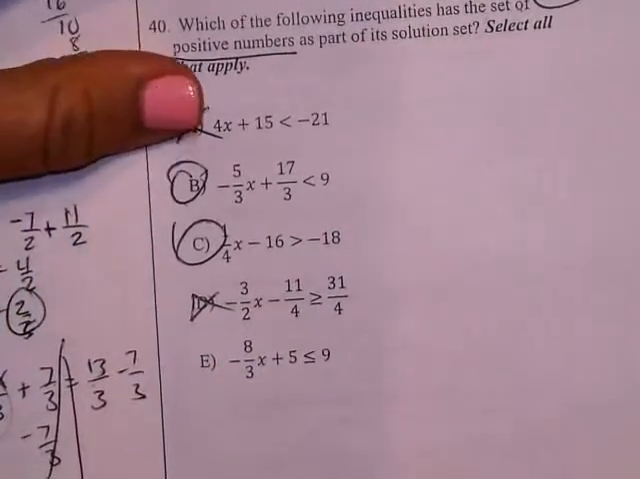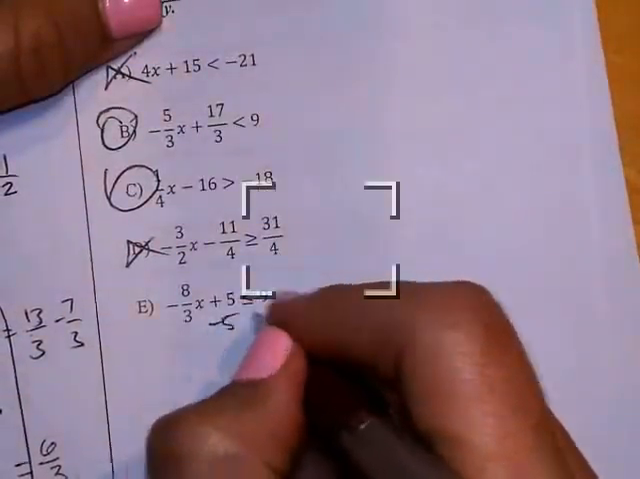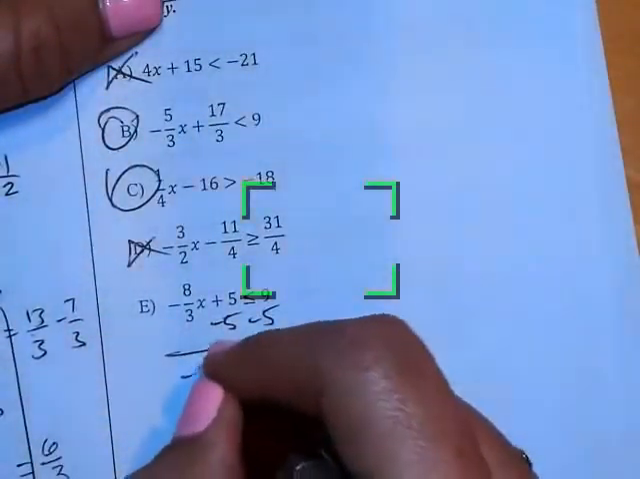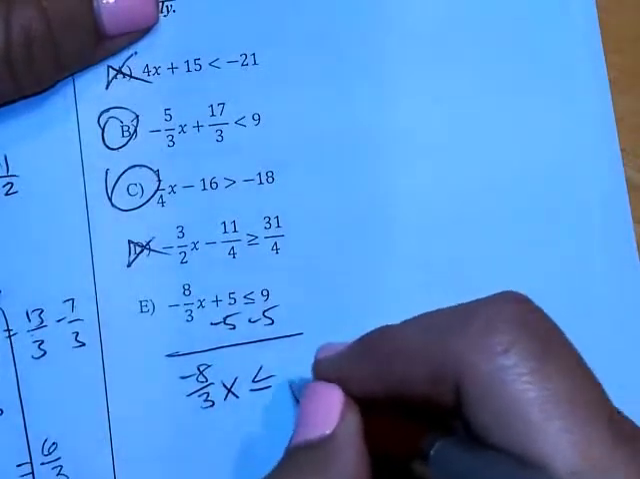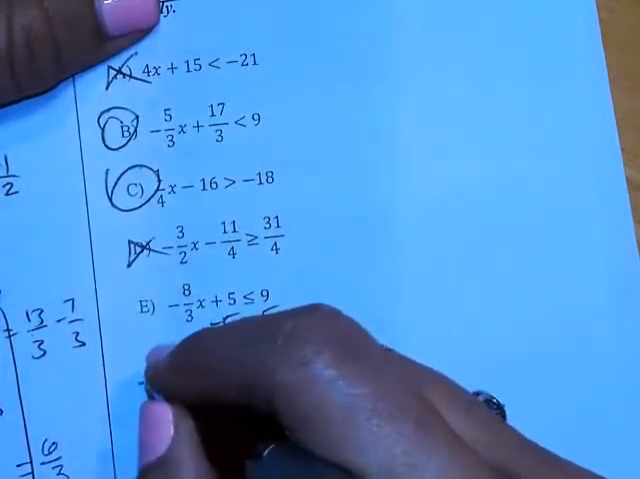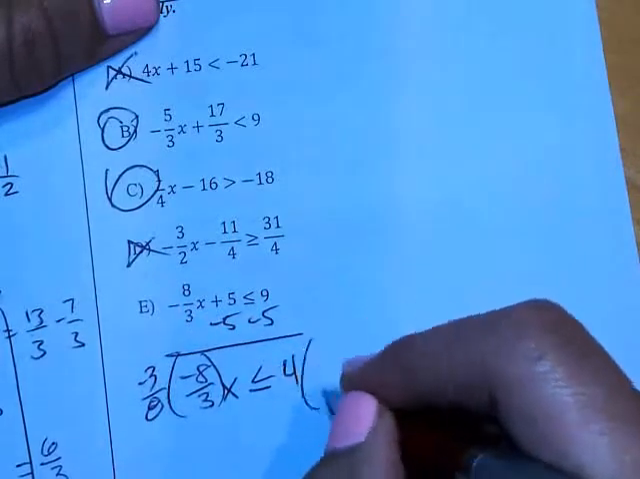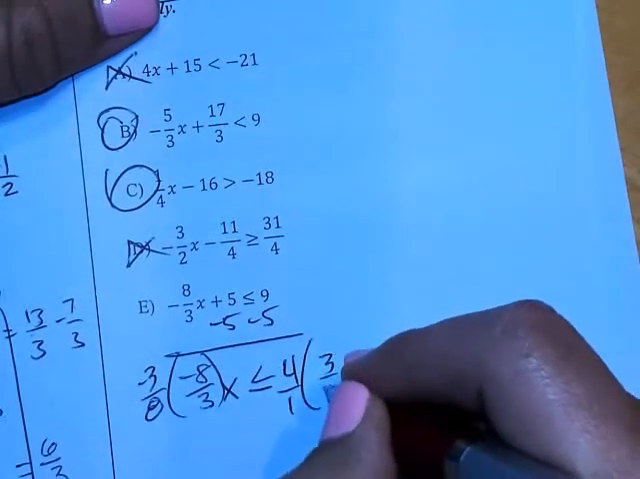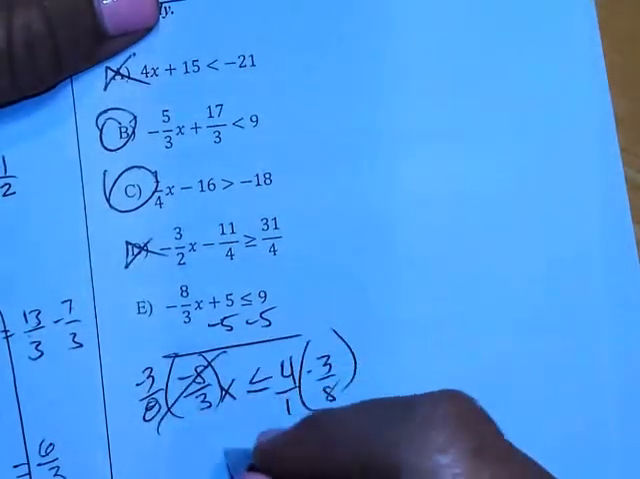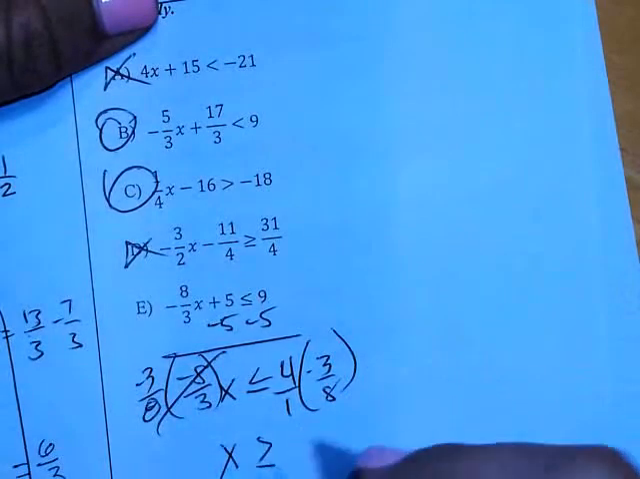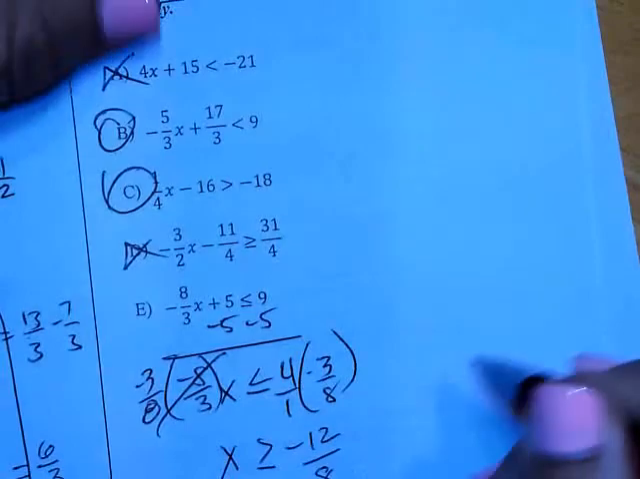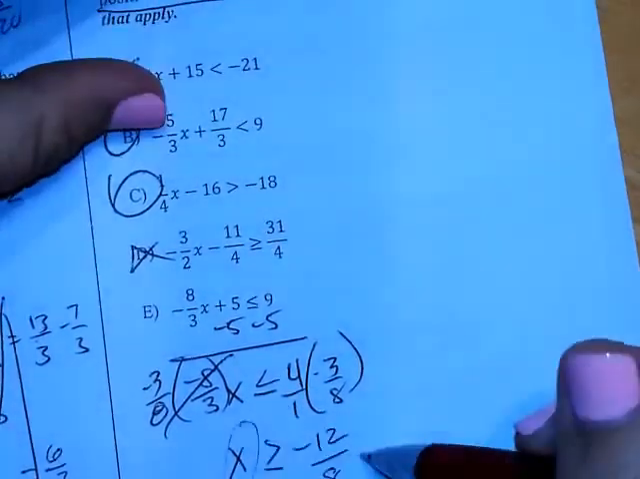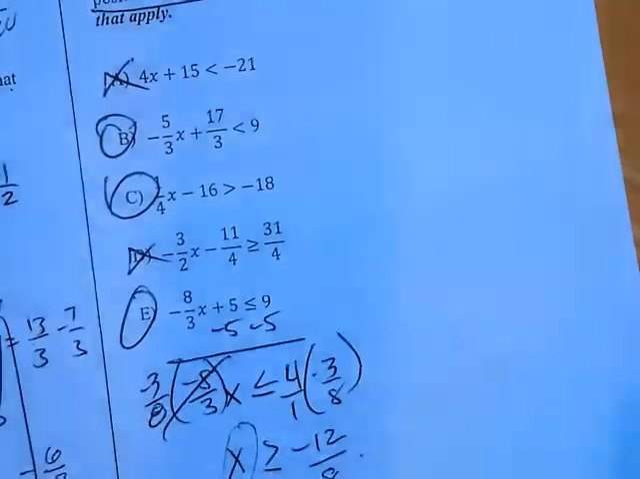And let's do E right here. Minus 5 on both sides. It's 4. Multiplied by the reciprocal. x is greater than or equal to negative 12 over 8. Either way, that is going to be larger than the negatives, making it answer choice.